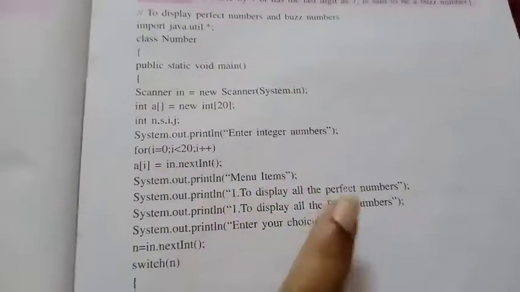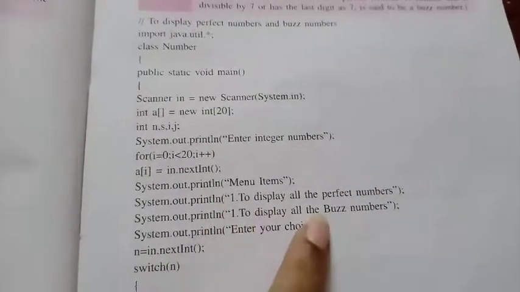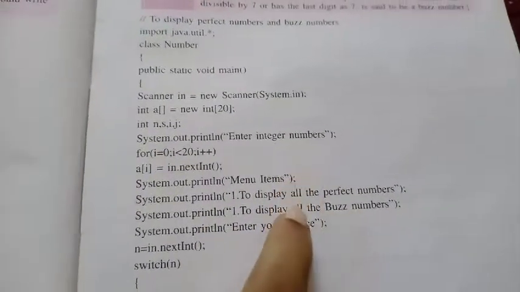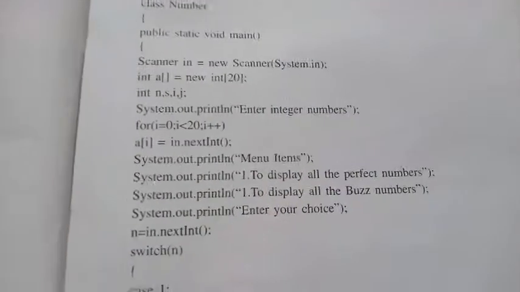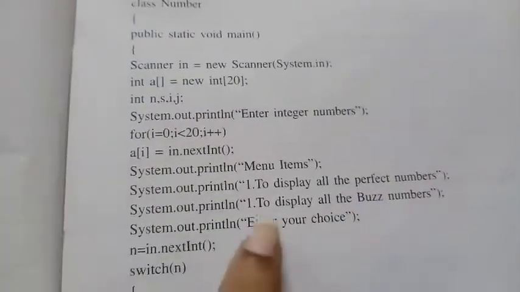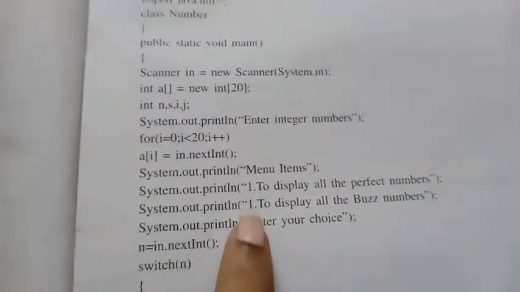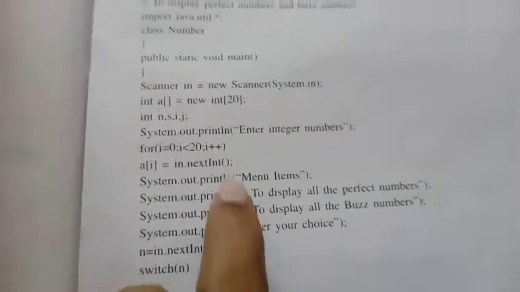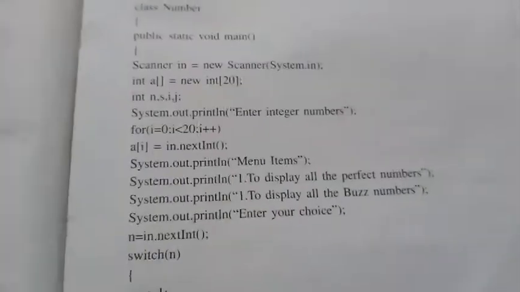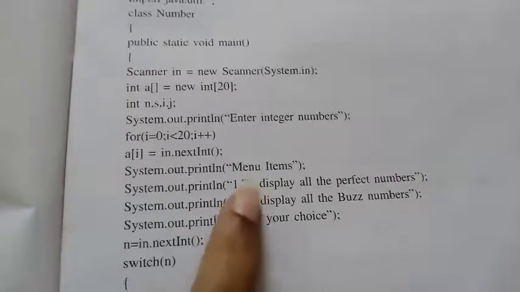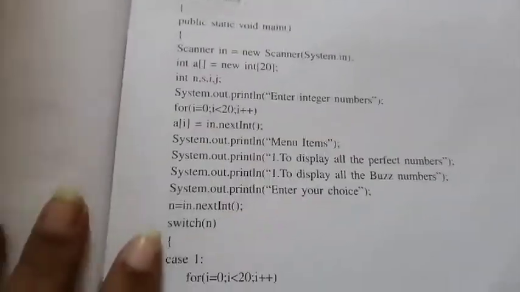Menu items, what is that? To display all the perfect numbers and to display all the buff numbers, whichever they want. Here a mistake is there, you can correct it. This should be 2. If this is 2 only, they can enter 1 or 2. Then enter your choice. Then you are going to enter either 1 or 2.